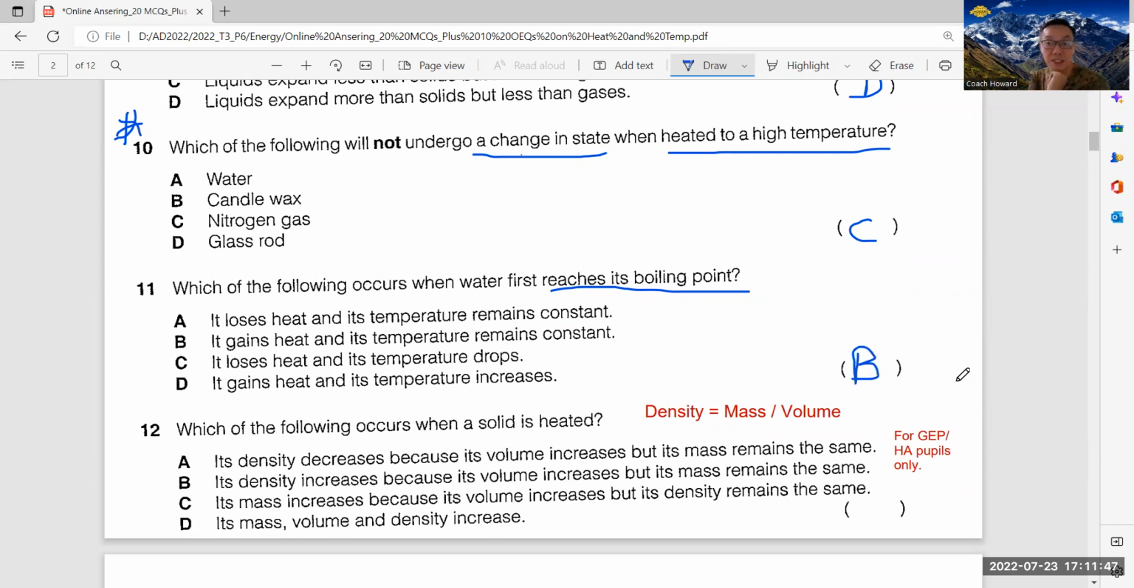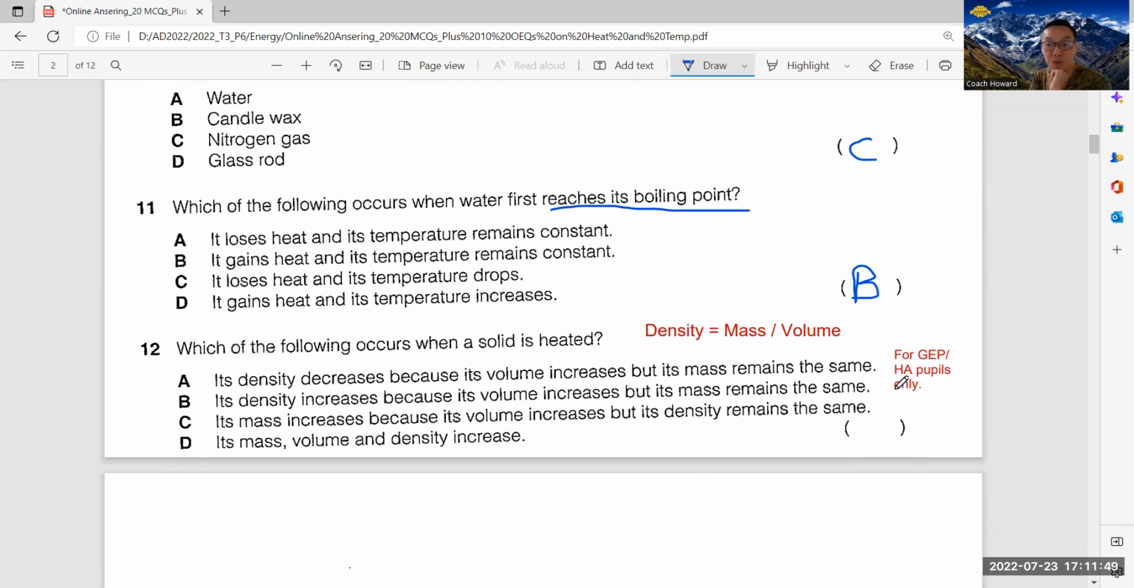Okay, just now Isabel, you asked me, right? So this one question here is for GEP students or for high ability students. So if you do not know how to do this one, it's okay. Because this word, the density, is actually a Sec 1 science topic. But I've given you the hint here and the formula. So to calculate the density of the substance, you use its mass divided by its volume.